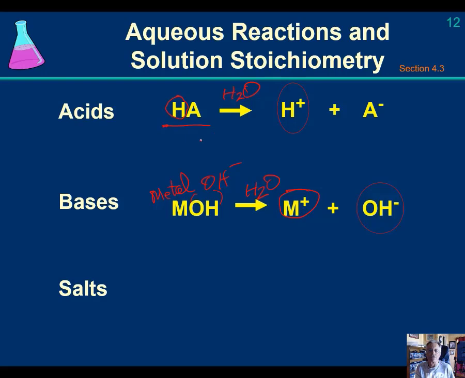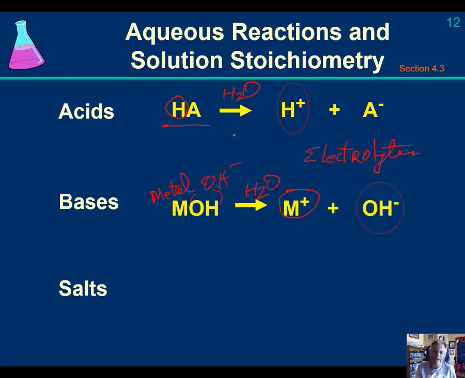And one of the things that you'll notice referencing the last video is that both acids and bases put ions into solution. That makes both acids and bases electrolytes. And they're electrolytes because they put ions in solution.